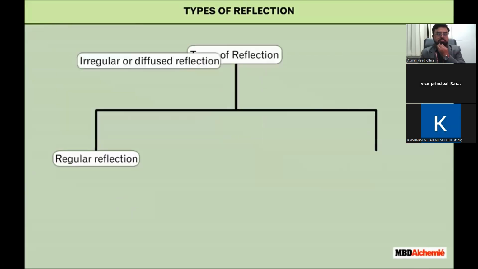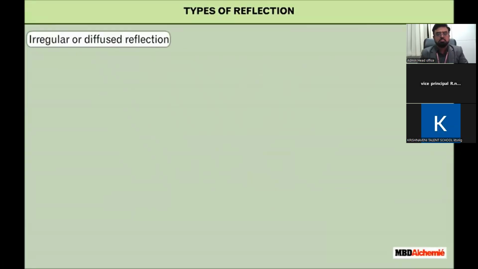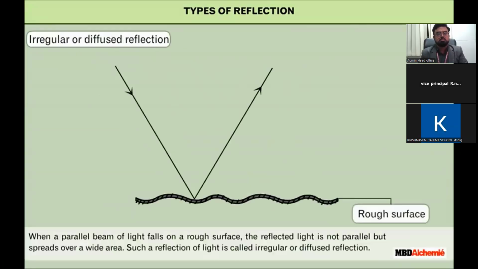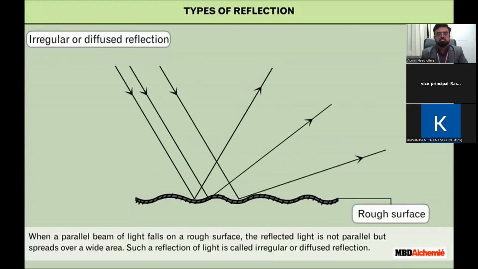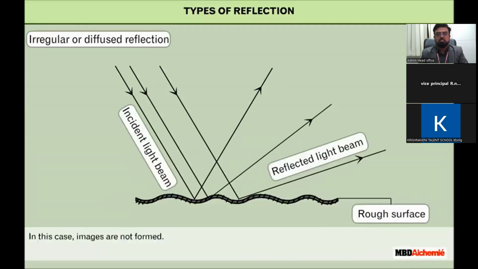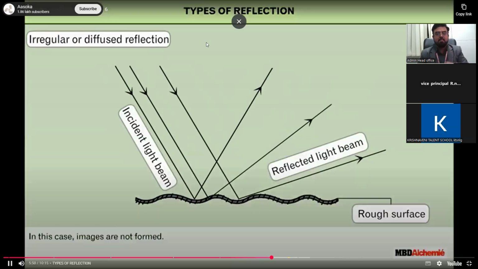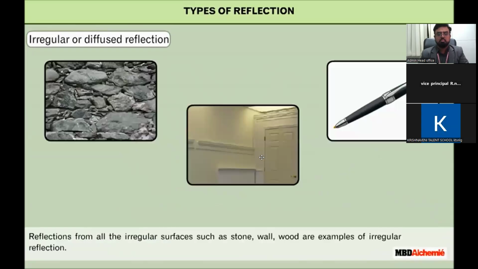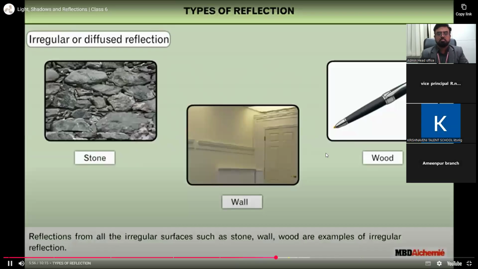Let us learn about irregular reflection. When a parallel beam of light falls on a rough surface, the reflected light is not parallel but spreads over a wide area. Such a reflection of light is called irregular or diffuse reflection. In this case, images are not formed. Reflections from all the irregular surfaces, such as stone, wall, wood, are examples of irregular reflection.